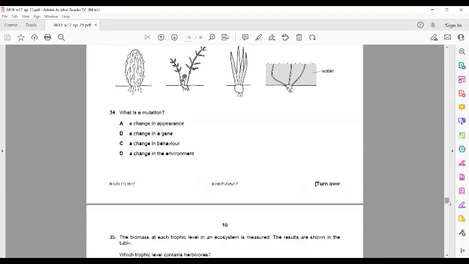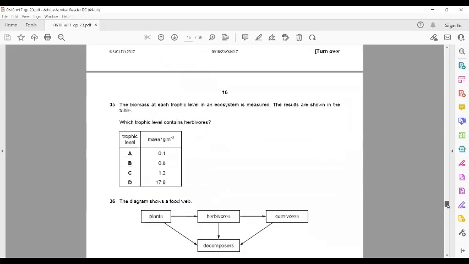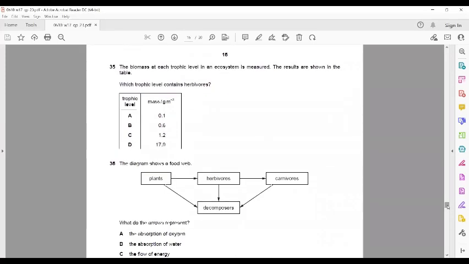34, what is a mutation? B, a change in a gene. It can be any reason. It can be environmental, it can be natural, it can be caused by any kind of stressors or mutagens, like chemicals, UV rays, X-rays.